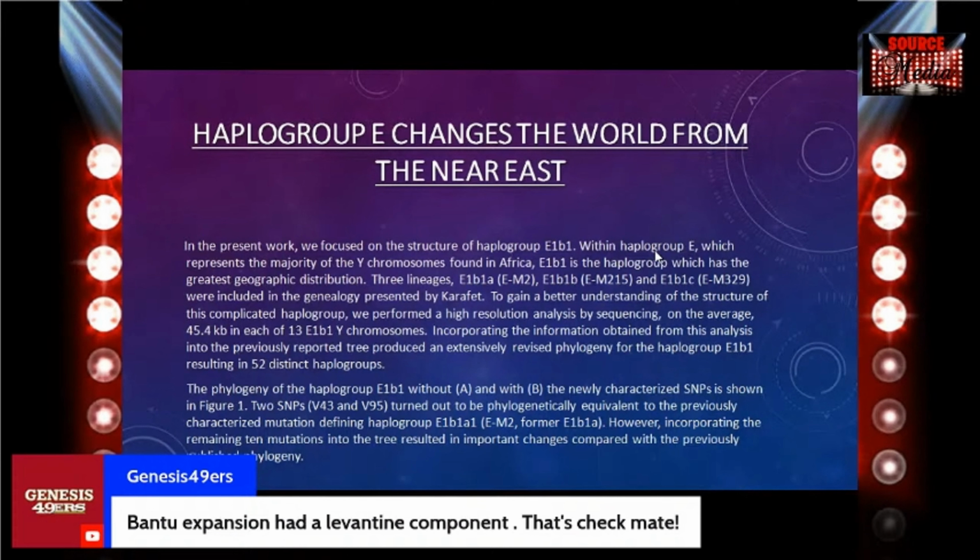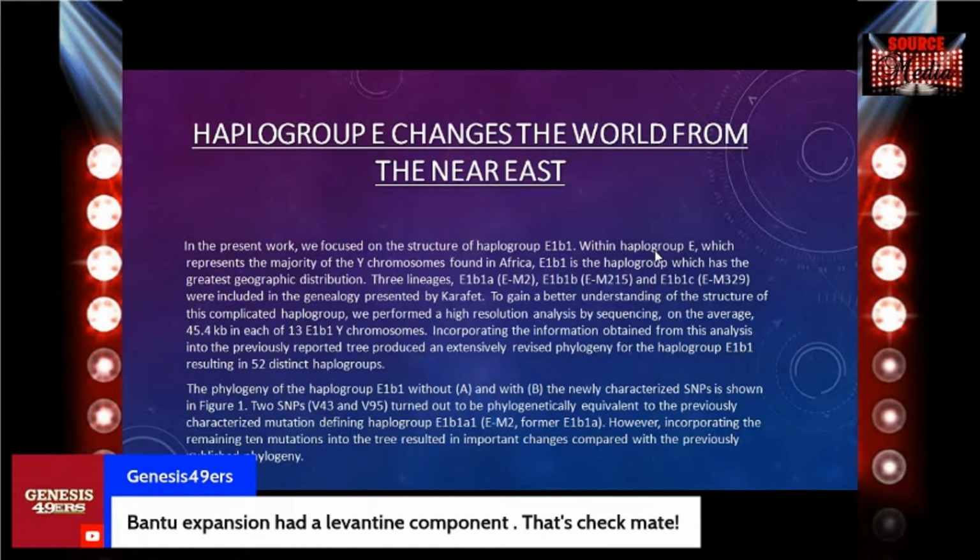It's pretty obvious. Again, 3 lineages: E1B1A, which is EM2, E1B1B, EM215, and E1B1C, which is EM329, which we will find out is really a branch of E1B1A, E1B1A2. That's what they'll really find out that is. Were included in the phylogeny presented by Karafet. To gain a better understanding of the structure of the complicated haplogroup, we performed a high resolution analysis by sequencing on average 5.4 kilobases in each of the 13 E1B1 Y chromosomes.